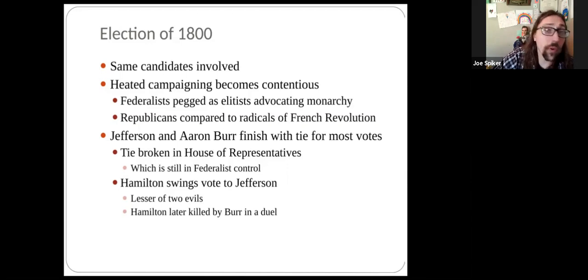Now, for what it's worth, Adams doesn't even finish third. Aaron Burr and Thomas Jefferson finished tied for the most votes, which means the House has to break the tie. The Federalists still control the House of Representatives at this point. Alexander Hamilton uses his power to swing the votes towards Thomas Jefferson, a person he hates, but a person he hates less than he hates Aaron Burr. That's going to come back to haunt Alexander Hamilton in a few years, which we will talk about at some point down the road. But in 1800, Thomas Jefferson wins the election. At this point, going into the 1800s, the Democratic Republicans have assumed the power of the federal government and will start to change the course of what the government is going to be doing.